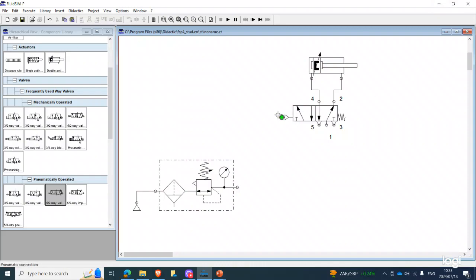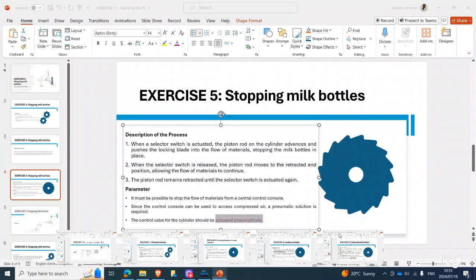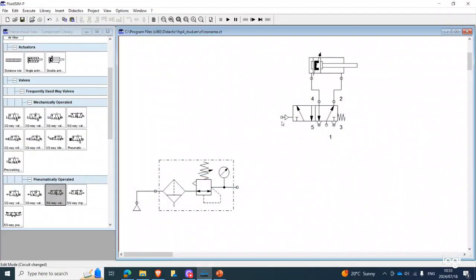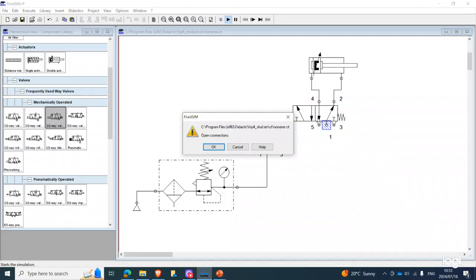Now we need to connect also a push button that's gonna serve as our signaling element to control the 5-way. Since the description of the process was saying that the process uses a selector switch, we'll be using a selector switch, particularly a 3-way selector switch. So we connect our 3-way selector switch to here, and then we also connect this to our service unit.